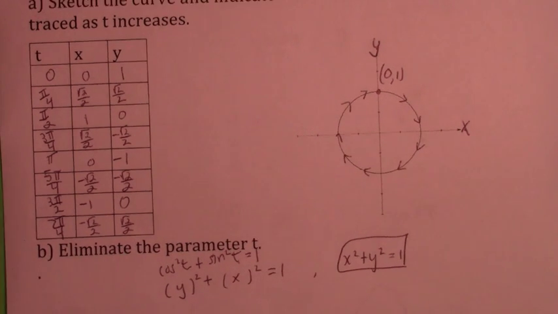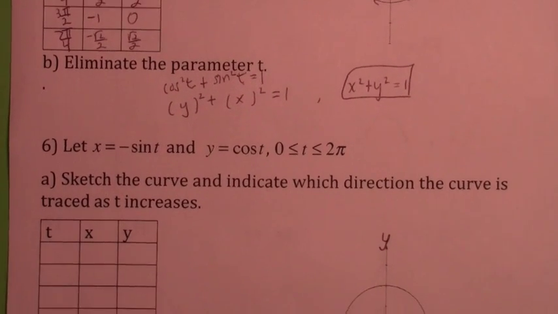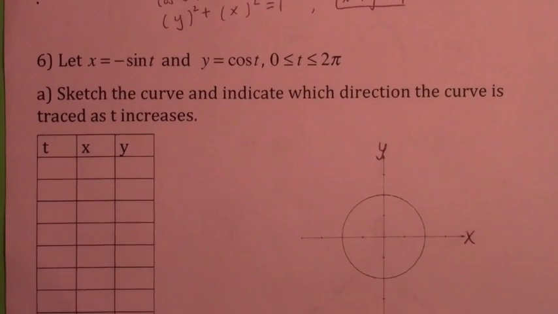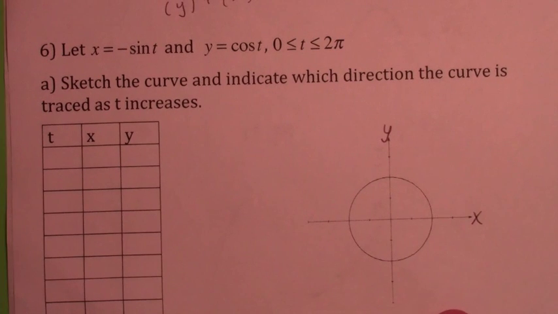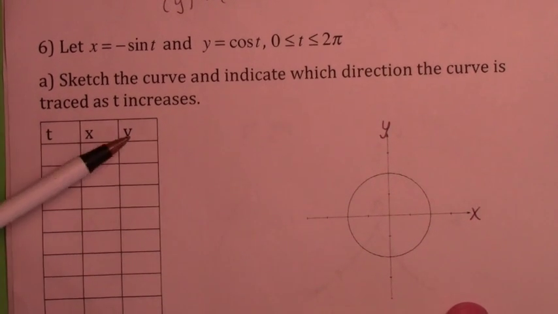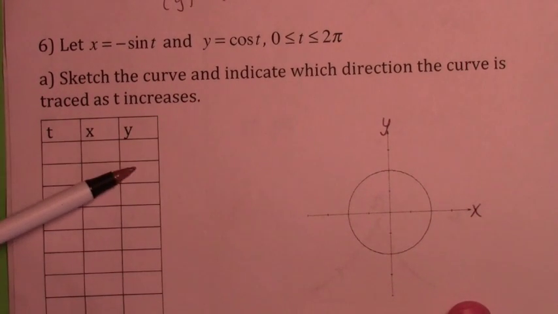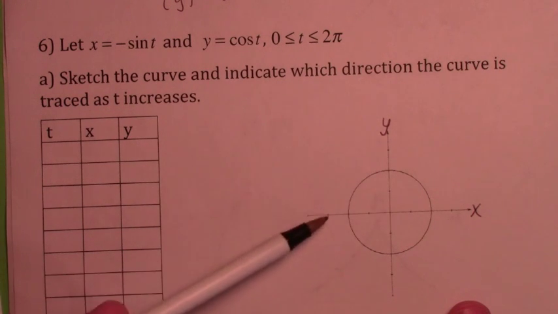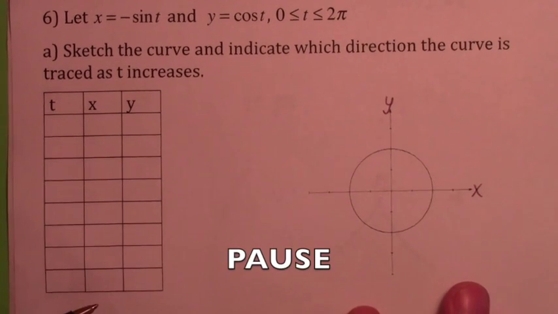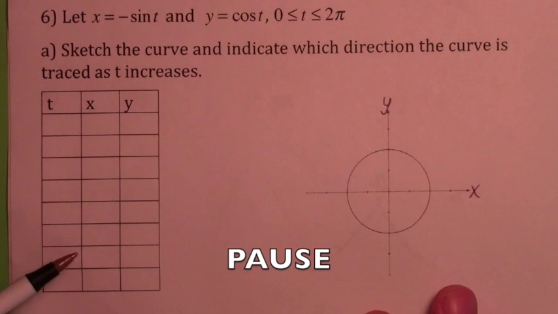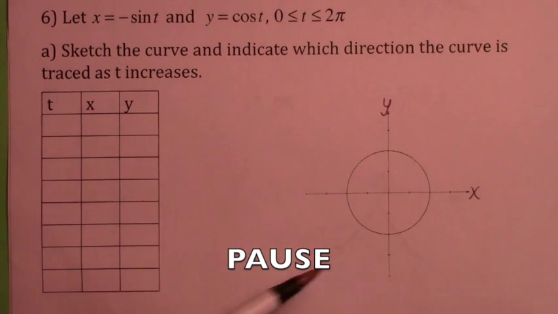All right, how about you do this? Go ahead, hit the pause button, and see if you can, for this particular example, you're going to be on the unit circle again. Pick some values of t, compute x and y, and see if you can figure out where you start on the unit circle and what direction it's traversed.